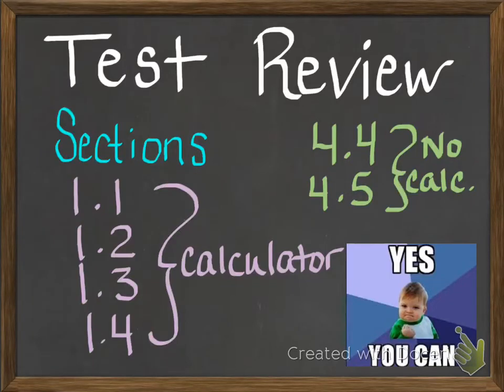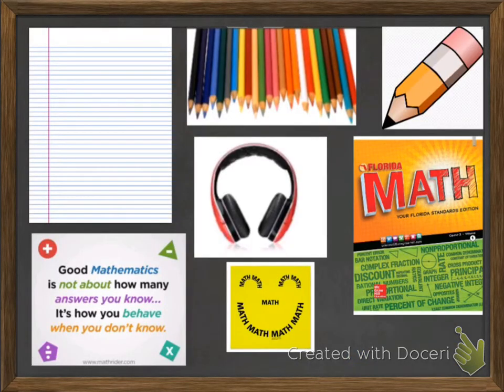Hi there, and welcome to the test review for sections 1.1 through 1.4 and sections 4.4 and 4.5. Just a reminder, you'll have a calculator for 1.1 through 1.4, but you will not have a calculator for the section test portion for 4.4 and 4.5. That'll be on a separate sheet of paper. You want to make sure that you're working hard, and I do believe that you can do fantastic on this section. Let's go ahead and look and see what we have here.